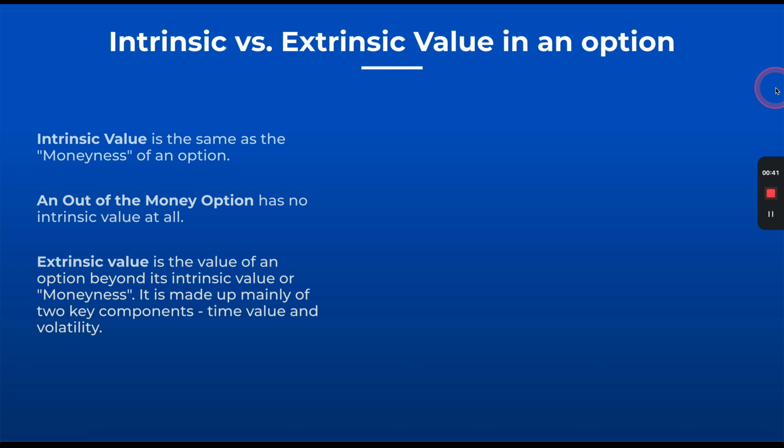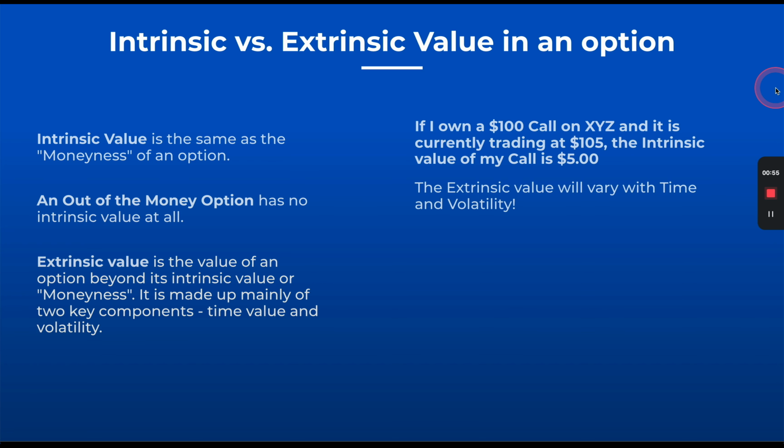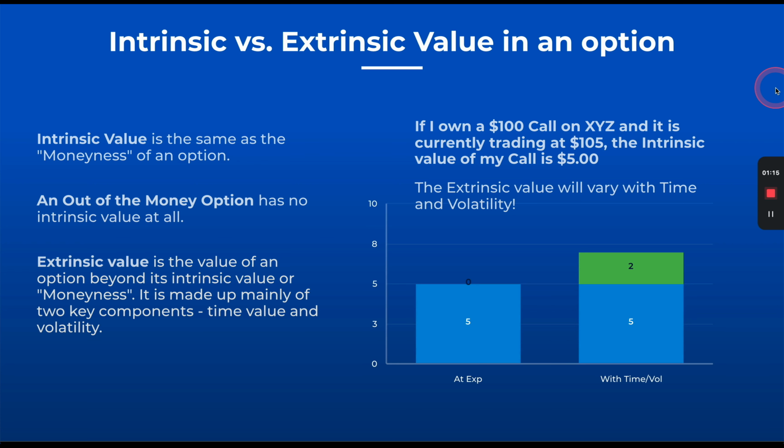Extrinsic value is the value of an option beyond its intrinsic value or its moneyness. It's made up mainly of two key components, which we're going to discuss in subsequent videos, and that's going to be the time value or theta decay and volatility. Now, to give you an example, if I own a $100 call on XYZ stock and it's currently trading at $105, the intrinsic value of that call is $5. The extrinsic value is a separate component that's going to vary with time and volatility.